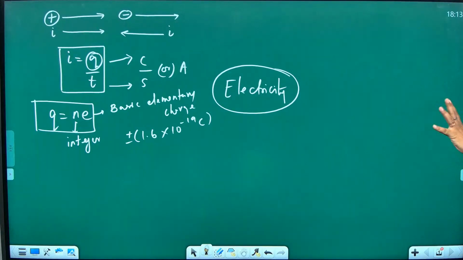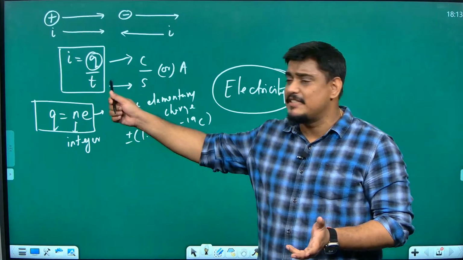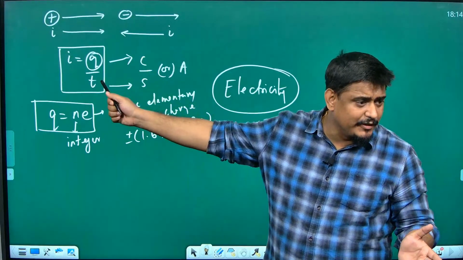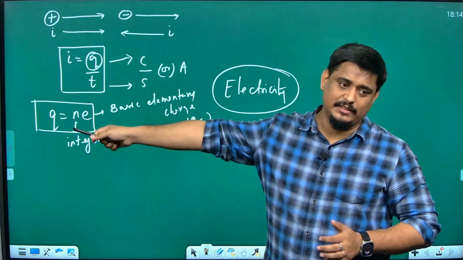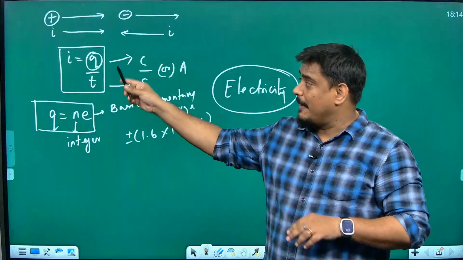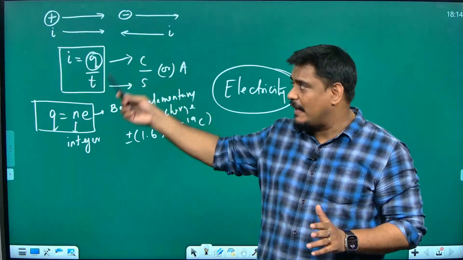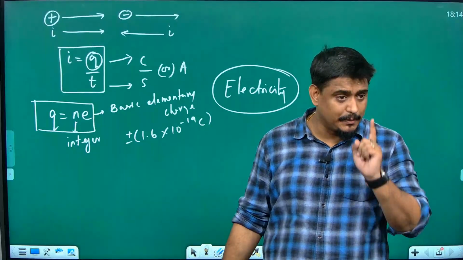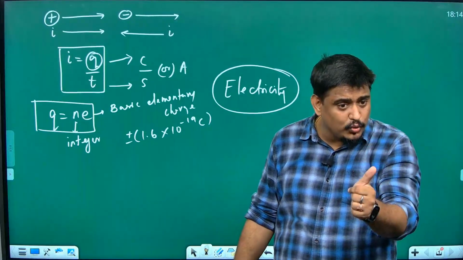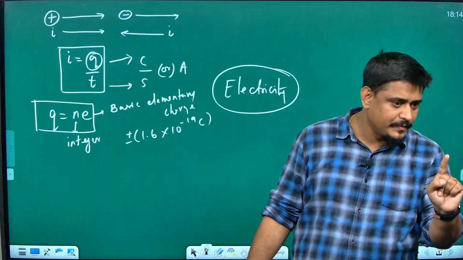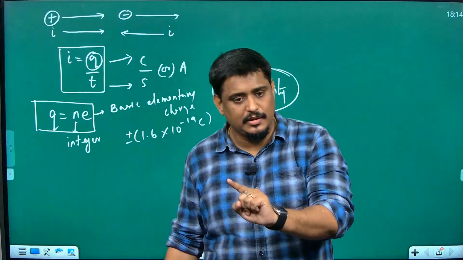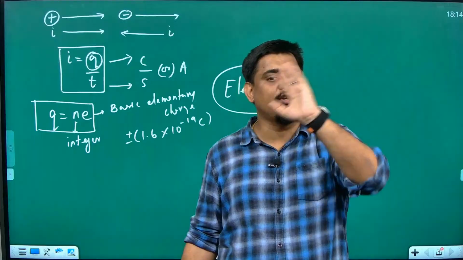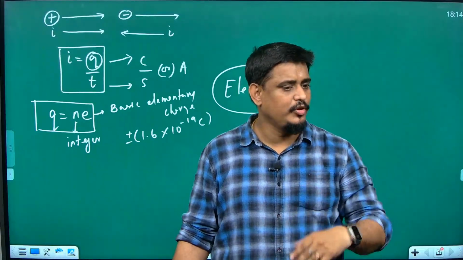So this is the first category of question: time is given to you, the number of charged particles is given to you, and they will ask you to find the current. Number of particles given, multiply by e, you will get Q, divide by time, you will get current. This is the second kind of question that comes in the examination. Remember this, they will not give you Q directly, they will give you N. They will give you time, multiply N into e, you will get Q, divide by time, you will get current.